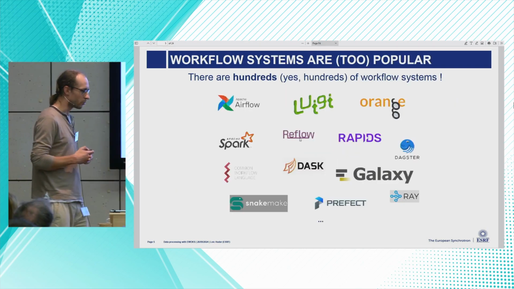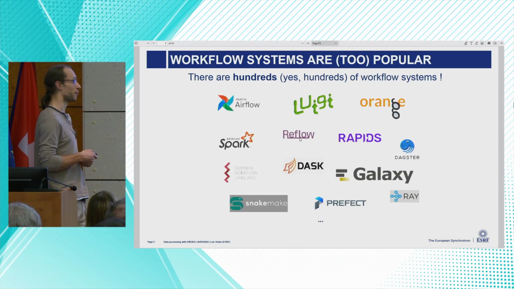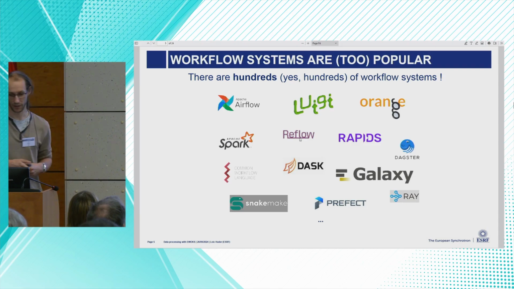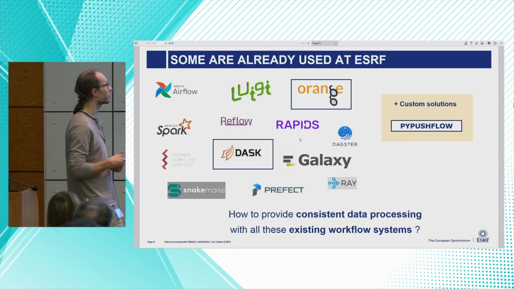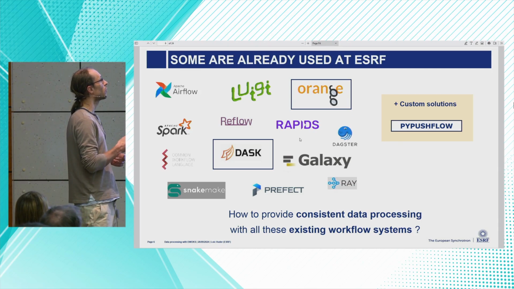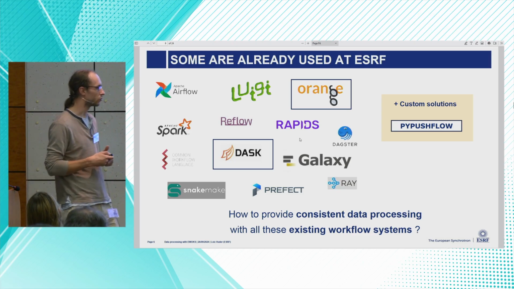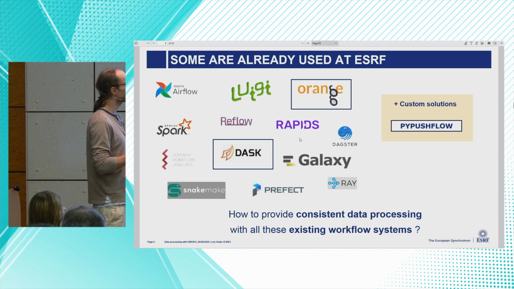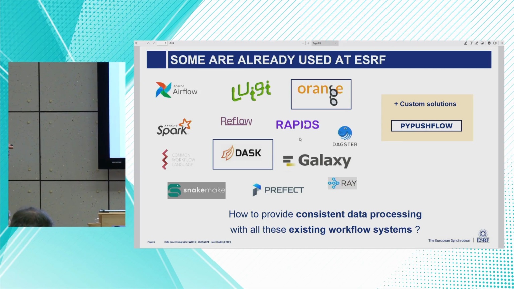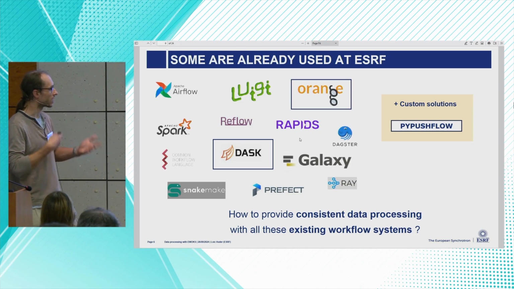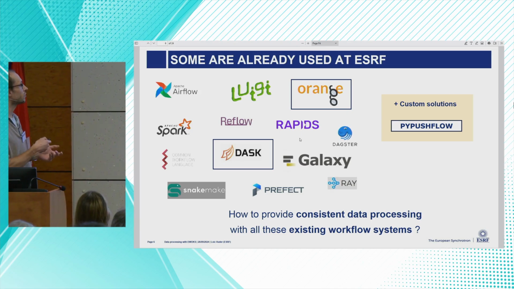And we are not the only ones who found this out, because a lot of other people did as well. There are hundreds of workflow systems, and I'm not exaggerating, there are really hundreds. Some of them were already used at ESRF before we started eWorks. So we had a tomography workflow, as I was saying, using Orange, to add some interactivity with graphical user interfaces. We had a custom solution called PyPushFlow to drive the experiment at the MX beamlines. This one was not only a workflow, but more like an expert system with loops and conditions. And this is the kind of stuff that you cannot really find in other workflow systems.